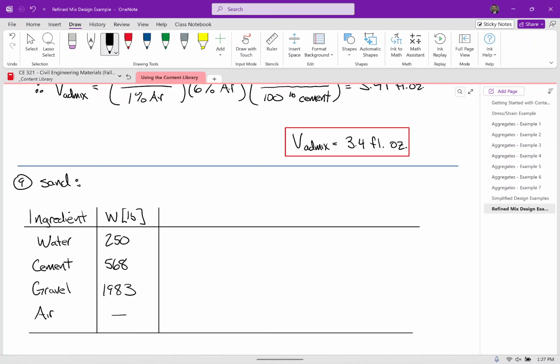Let's now look at the specific gravity. What is the specific gravity of water? 1, right? What is the specific gravity of Portland cement? 3.15. Now the gravel, that's going to change from problem to problem, but we have that data. 2.665, that was given at the very beginning.